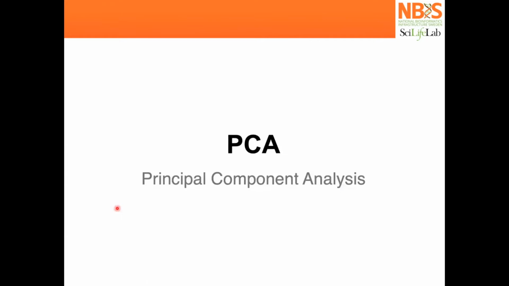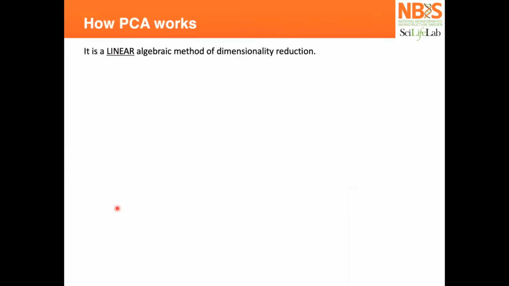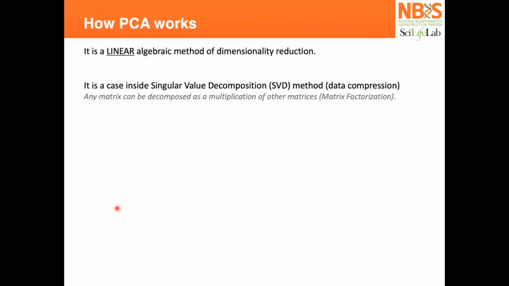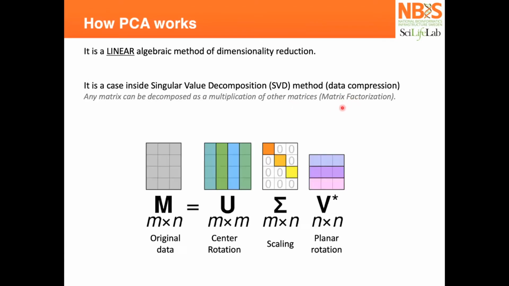So most of you probably already are familiar with principal component analysis, if you're already doing any data analysis in general or bulk RNA sequencing. It's a linear algebraic method for dimensionality reduction, and it's a case within the singular value decomposition method, which is very used for data compression. And it states that any matrix can be decomposed as a multiplication of other matrices. So that's the term factor of matrix factorization.